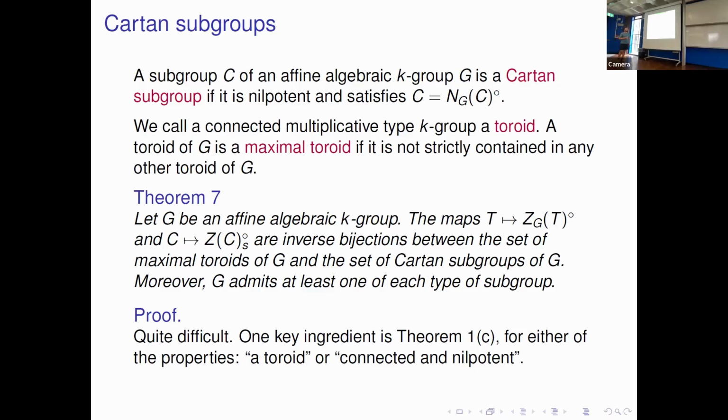Let's just give it a name, because the phrase connected multiplicative type subgroup, which is maximal amongst all connected multiplicative type subgroups of G, doesn't roll off the tongue very well. So when we say something is a connected multiplicative type group, we just call it a toroid. If it's maximal among such things, it's a maximal toroid. And the definition of a torus is a smooth connected multiplicative type group. So all I've done is take the word smooth away.